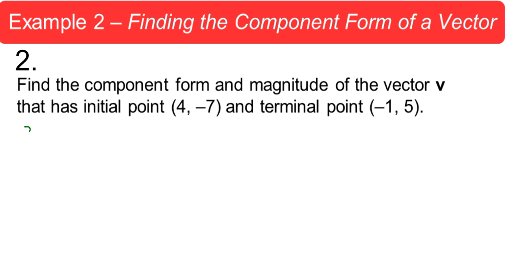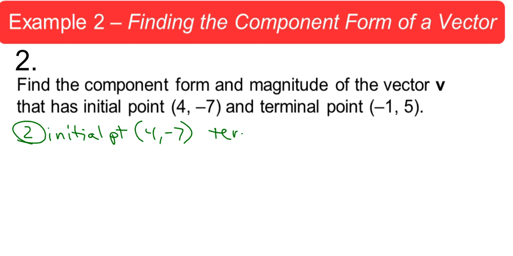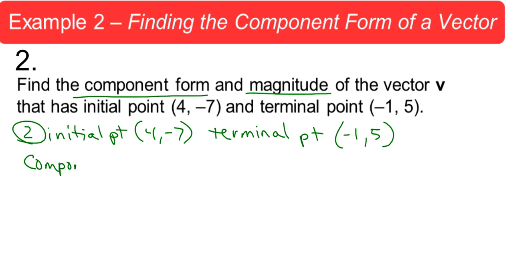So this is number 2, the initial point is 4, -7. The terminal point is -1, 5. And we have to find the component form and the magnitude of vector v. So first we'll find the component form. So that's vector v.